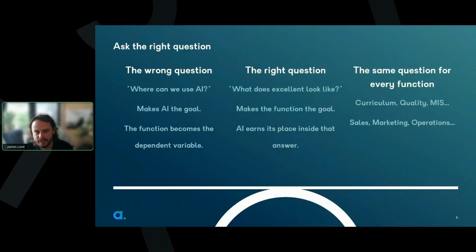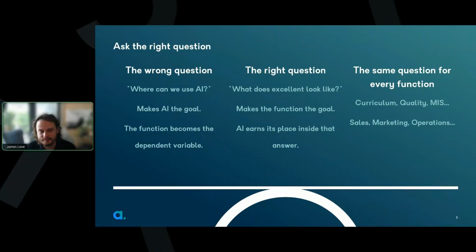So there are 2 ways of looking at the same point. On the left, the question I hear most, where can we use AI? Structurally, that actually makes AI the goal and the function becomes the dependent variable. You end up scanning your operation for places to drop AI in rather than asking what your operation actually needs. To the right of that, the question I think you should be asking, what does excellent look like in this function? And which tools support it? That puts the function back as the goal, and AI has to earn its place inside that answer. Sometimes it earns a big place, sometimes a small one, and sometimes nothing at all.